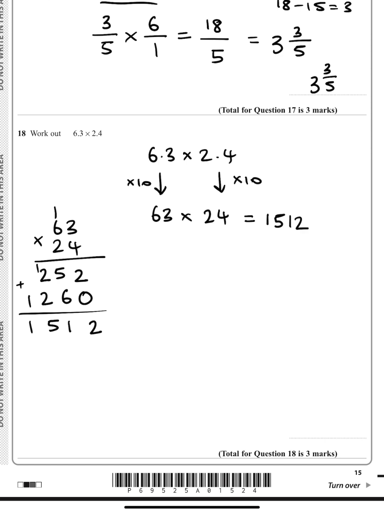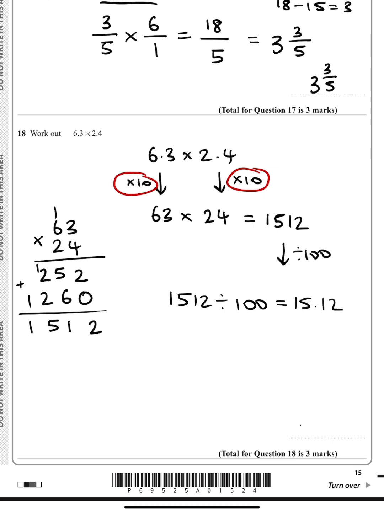1,512. But I did make my answer 10 times bigger twice. So I actually need to divide 1,512 by 100. Or divide by 10 and then divide by 10 again. So 1,512 divided by 100 is actually 15.12. So that's going to be my final answer.